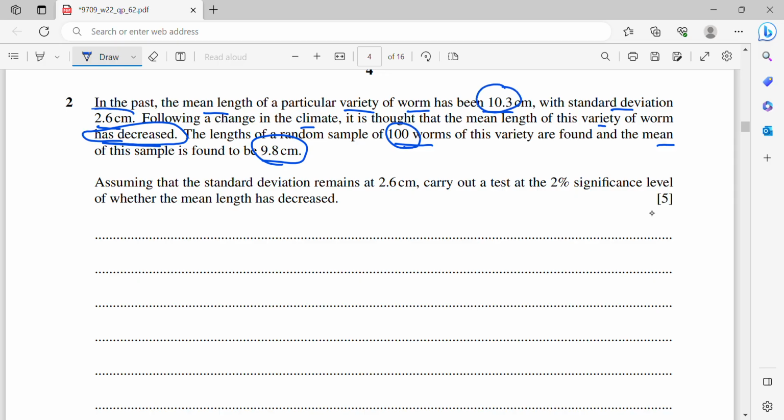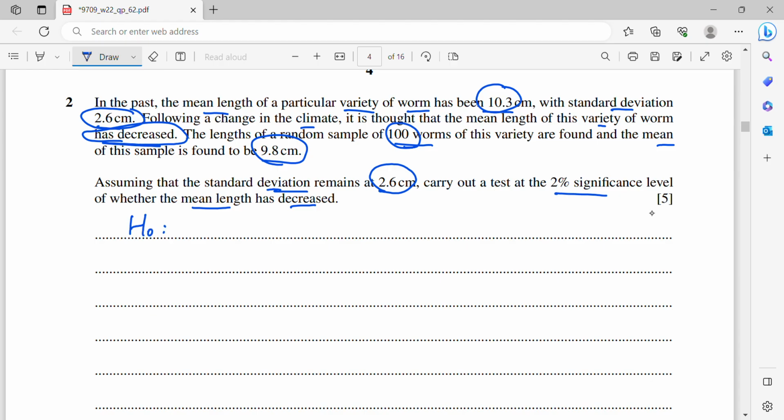Okay, so these are the important measurements. So assuming that the standard deviation remains at 2.6 centimeters, carry out a test at 2% significance level of whether the mean length has decreased. Okay, so this is the hypothesis testing regarding the mean length.